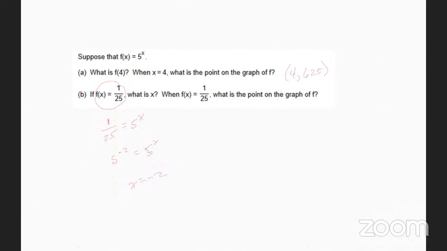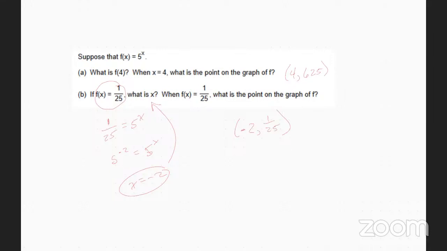So when f of x equals 1 over 25, what is the point on the graph of f? The point on the graph of f is negative 2 comma 1 over 25. It was not worded very well, if you ask me, but that's what they're asking for.